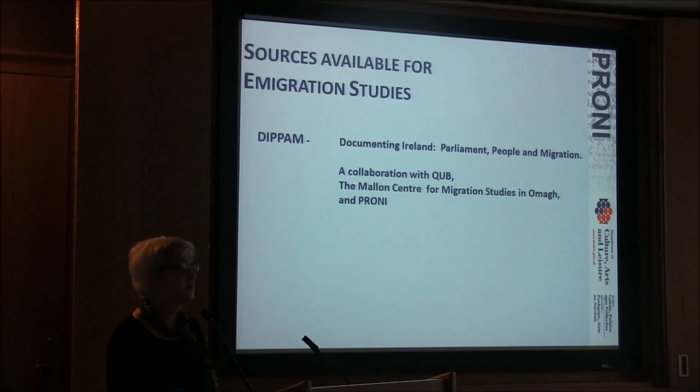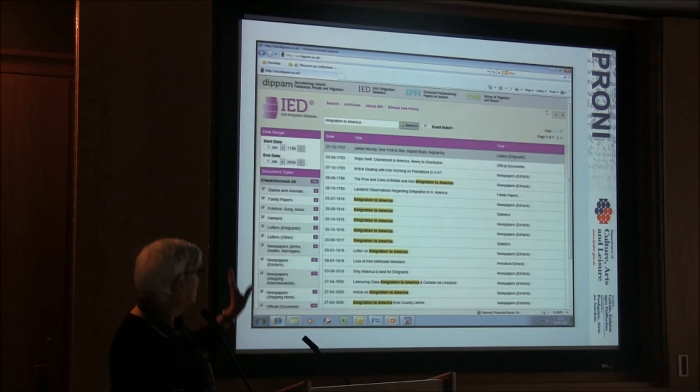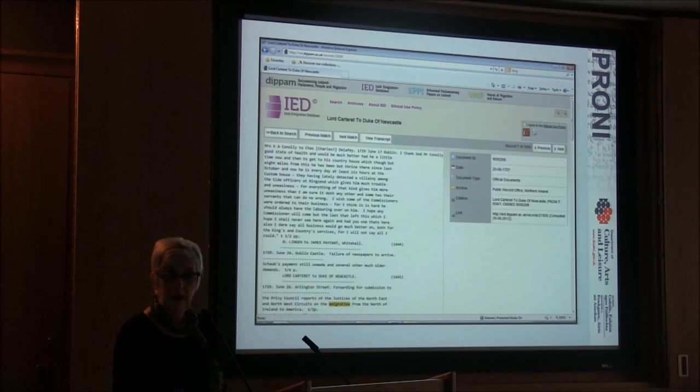But they've also gone to other sources as well. So you'll maybe find things from the Linen Hall Library, from Queen's, etc. So it's one of, I would say, the first places to go to. That's the website, that's how it looks, www.dippam.ac.uk. It gives you all sorts of selections of what you can look for, such as newspaper reports, letters, Hansard, folklore, family papers, and it highlights your search term. And as I say, it is nicely transcribed and it gives you a reference number of the document and where it's held, so that you can actually go and see the original should you choose to do so, in case you have any queries.